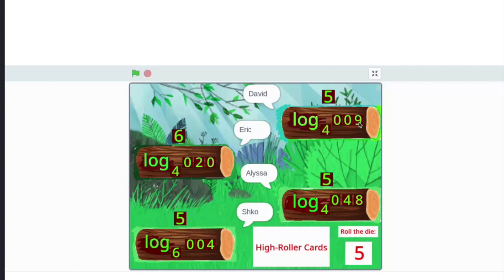And by the way, the high roller cards, when we get to them, some of them let you kind of mess with the other people's logs. You can switch bases and you can switch powers with other people. So that kind of adds a little element if we get there. Okay. Eric, what would you like to do?